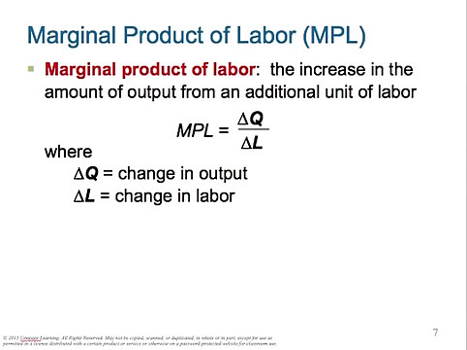Now, the marginal product of labor, MPL. Marginal product of labor is the increase in the amount of output from an additional unit of labor. So you add one more worker, how much output do you get? You have a change in labor. Let's say you add one more worker, how much additional output do you get from adding that one person? So delta Q here is the change in output. Delta L is the change in labor.